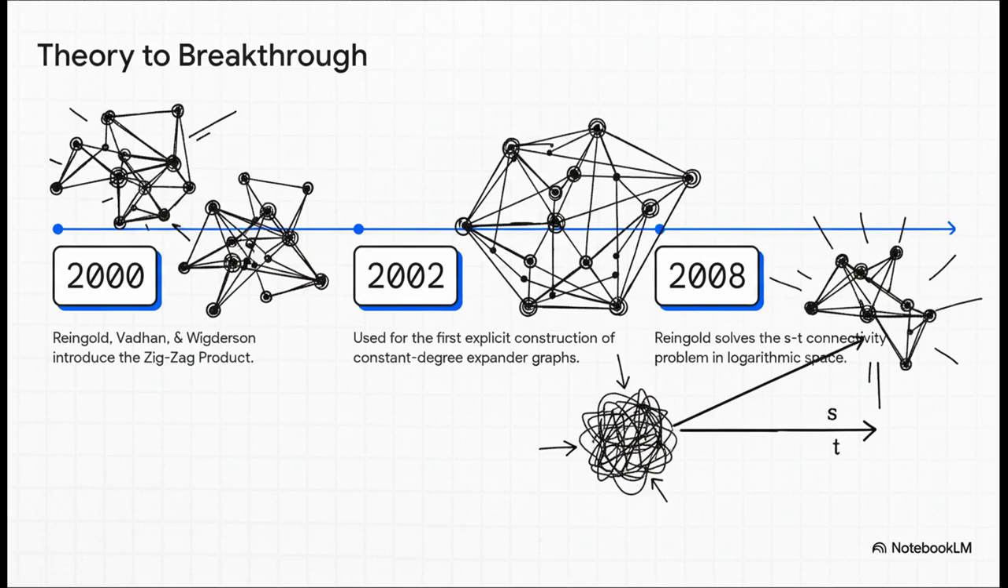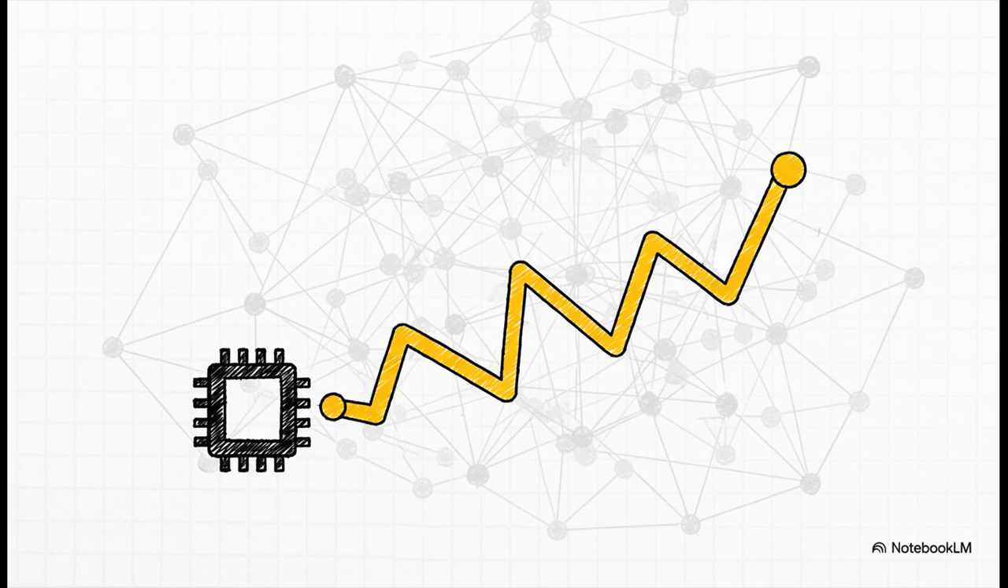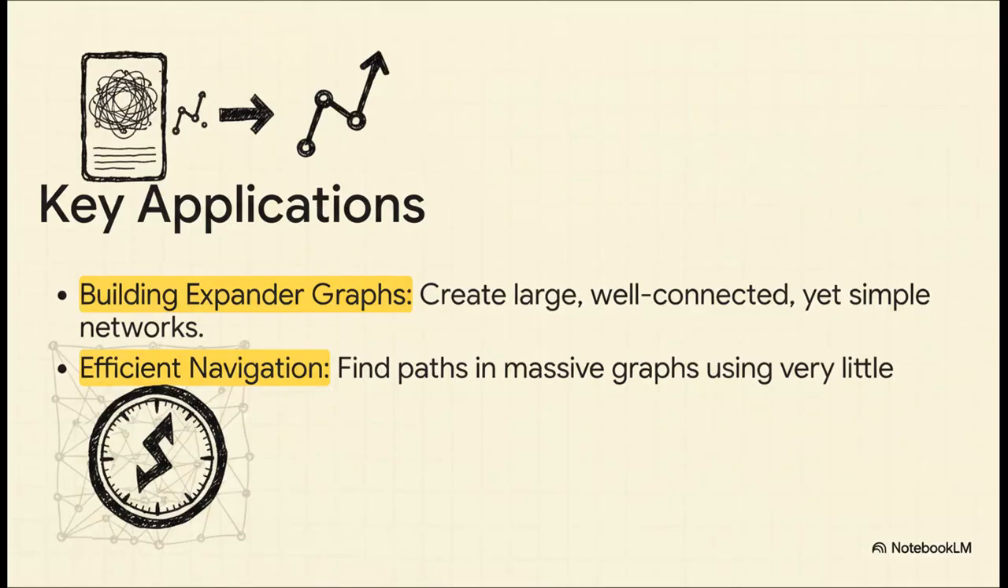But the real whoa moment came in 2008 when Omer Reingold used it to crack a famous, long-standing problem in computer science. And yep, that breakthrough was the answer to our question from the beginning. Reingold created an algorithm powered by the Zig Zag product that could figure out if 2 points in a massive graph were connected using only a logarithmic amount of memory. That means for a graph with a billion nodes, the memory you need doesn't explode. It grows so slowly that you'd only need the memory equivalent of a few street names. It was absolutely revolutionary.